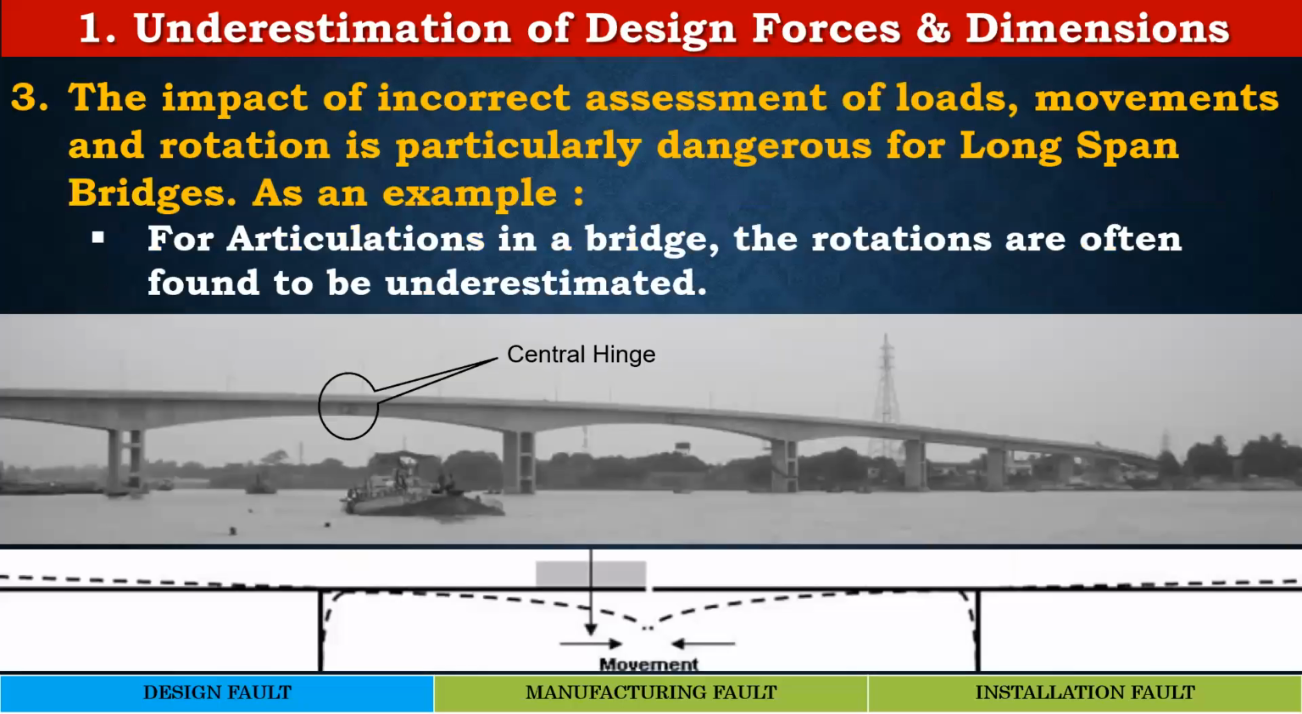Another example I would tell you about is long span bridges, particularly where you have the central hinge. Oftentimes, I found that the estimation of rotation for the design of bearing is underestimated. When you have a central hinge for a long span bridge, the central hinge has to cater for the double rotation, that means rotation from the two ends.